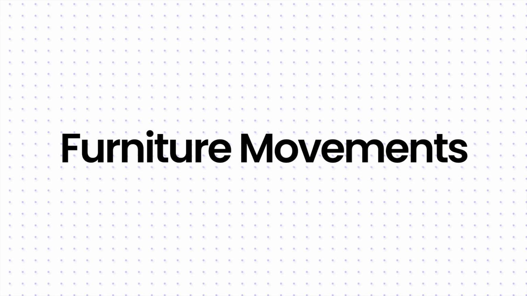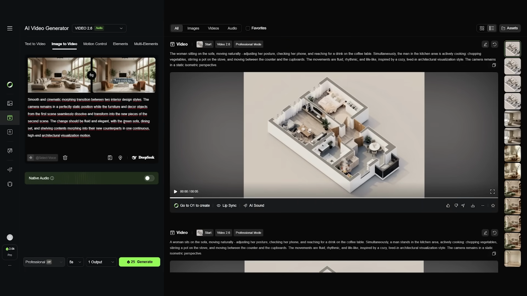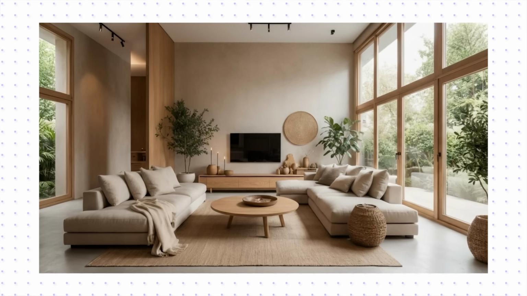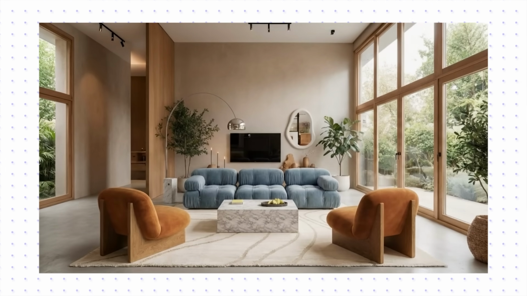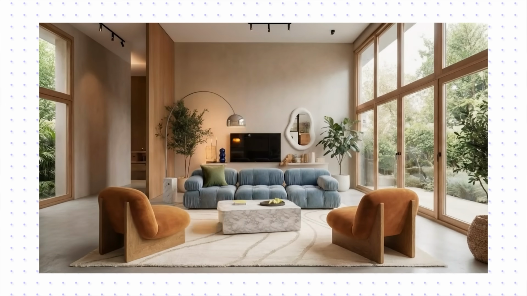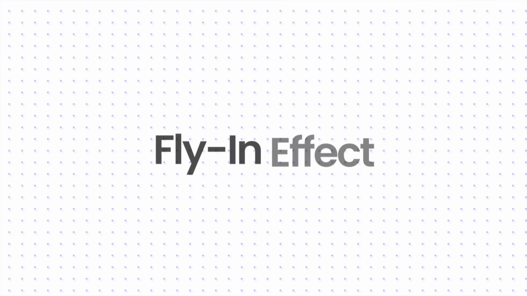Now for the creative stuff. Animating the furniture itself. I used NanoBanana Pro to generate two different interior styles. Style switch. We use style A as start and style B as end. The transition is seamless, and because we use matching frames, you can loop these clips endlessly to show off different design options.